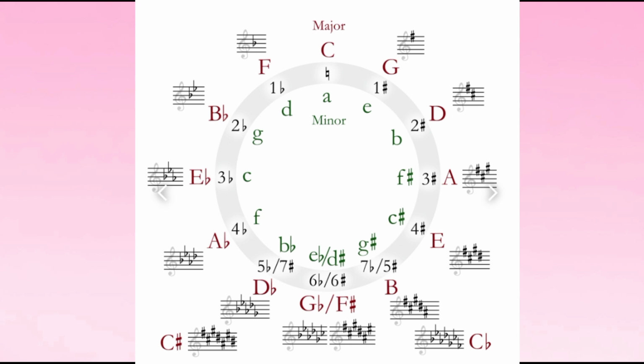On the other hand, if you follow the chart counterclockwise, you will see that a flat is added with each key. C major contains no flats. F major contains one flat. B-flat major contains two flats, and so on. And this time, each pitch is a perfect fourth higher than the last. The distance between C and F is a perfect fourth. The distance between F and B-flat is a perfect fourth, and so on.